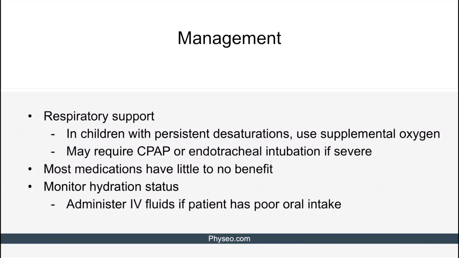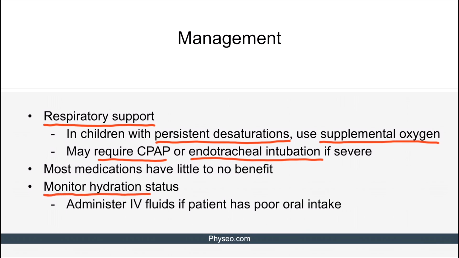The first step in the management of bronchiolitis is to ensure that the patient has adequate respiratory support. In children that have persistent desaturations, supplemental oxygen should be used to improve their oxygen saturation. In patients with severe illness, CPAP and/or endotracheal intubation may be required in order to provide adequate support. Most medications have little to no benefit and are not routinely recommended. In addition to monitoring the respiratory status, the patient's hydration status should be monitored and IV fluids should be given if needed due to poor oral intake.